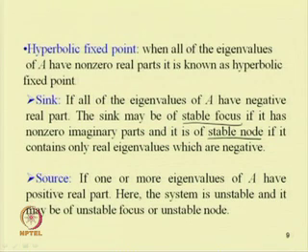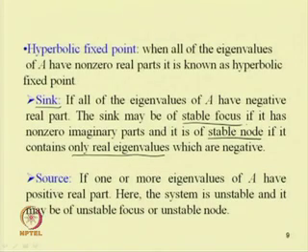In case of a stable focus, it has non-zero imaginary parts, and in case of a stable node, it contains only real eigenvalues, that means the imaginary parts are 0. So, in case of a sink, all the eigenvalues have negative real parts, and if it contains non-zero imaginary parts, then it is a stable focus, and if it contains only real eigenvalues, that means the imaginary part is 0, then it is known as a stable node. So, the sink is stable.